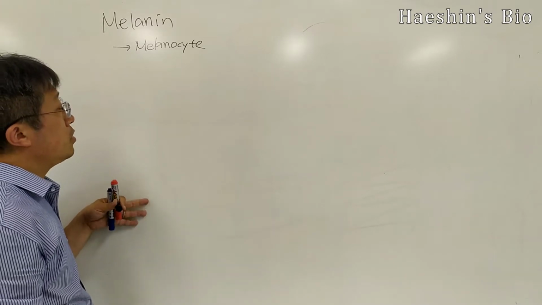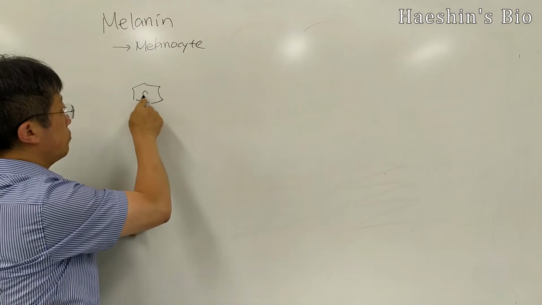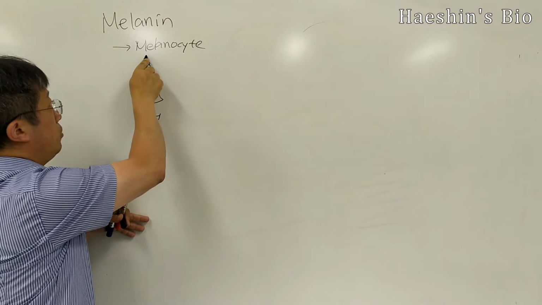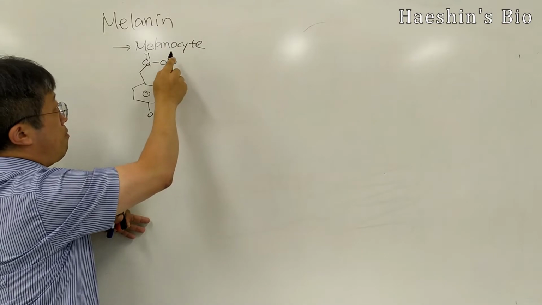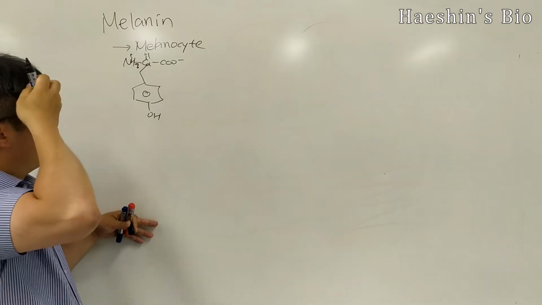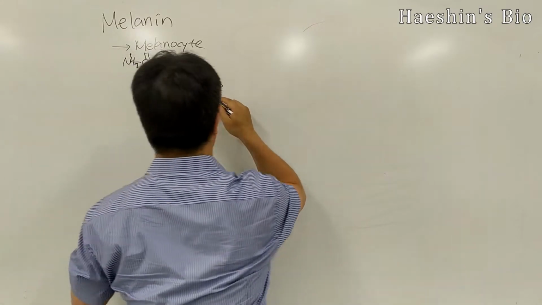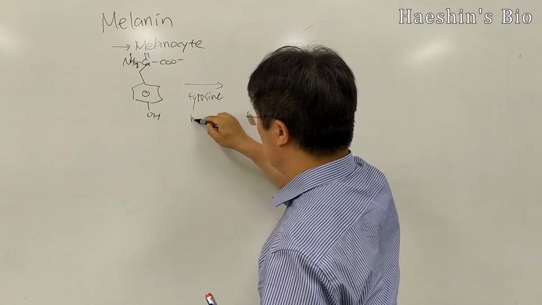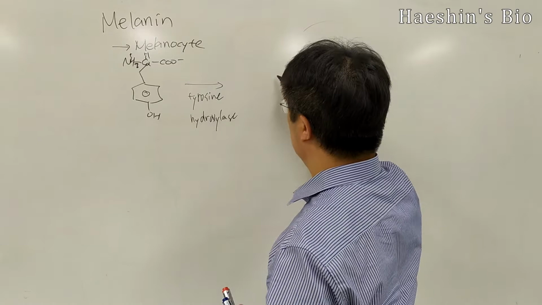So the melanin is basically, it's complicated, but you start from tyrosine, and this is a C alpha carbon, and then there's H and CO minus, I would say, and NH3 plus. So you start from here. There is an enzyme called tyrosine hydroxylase.